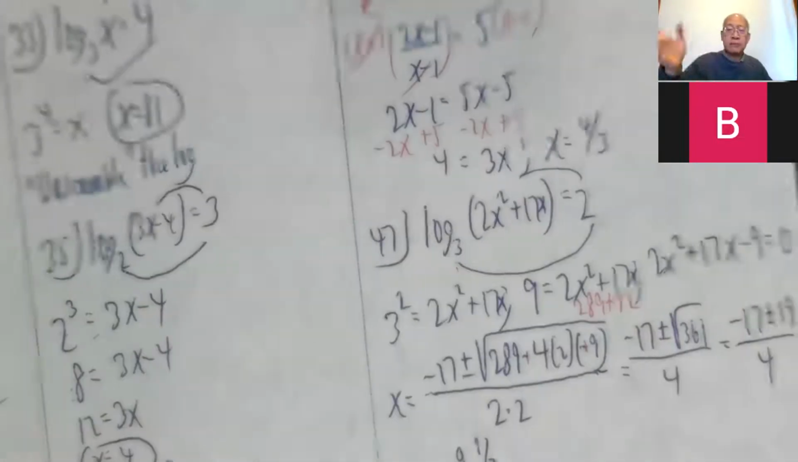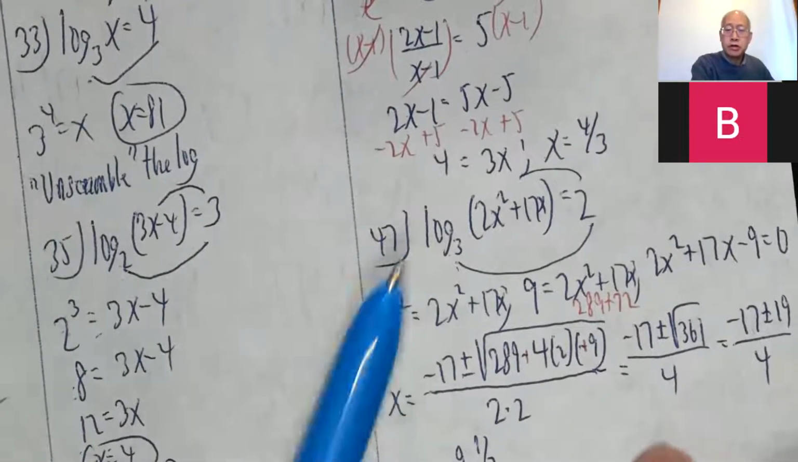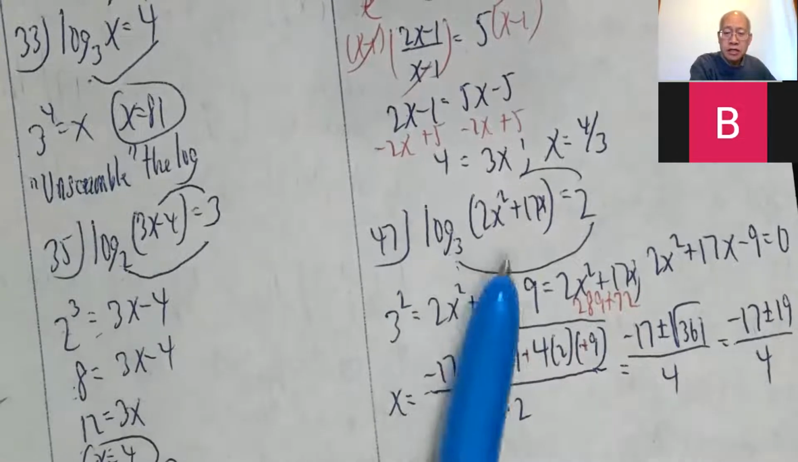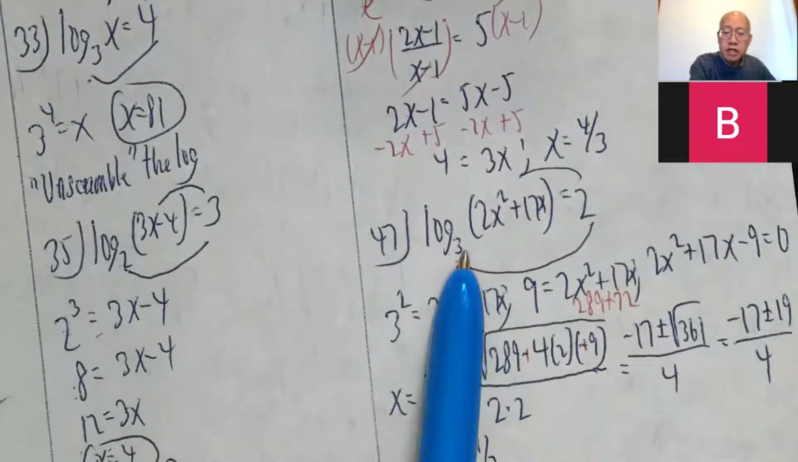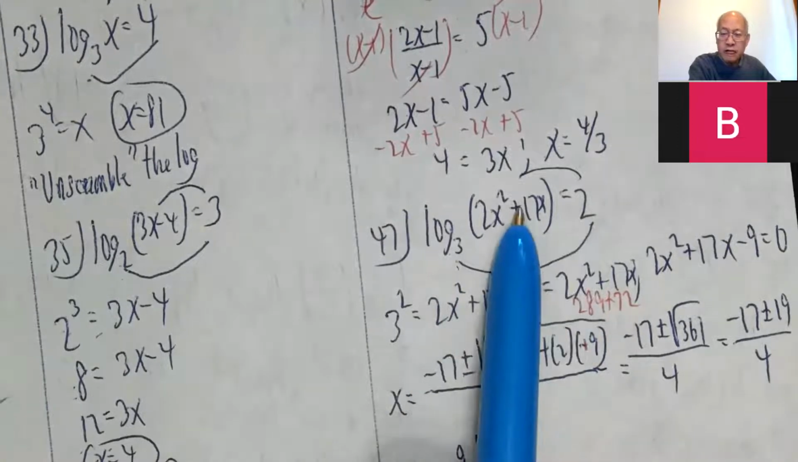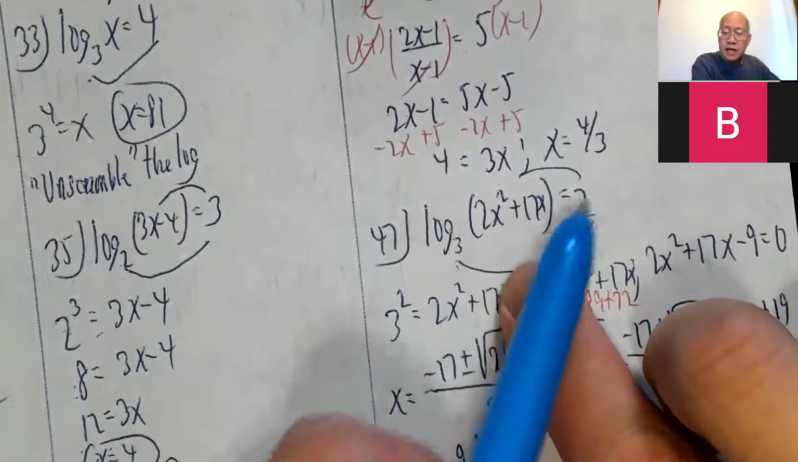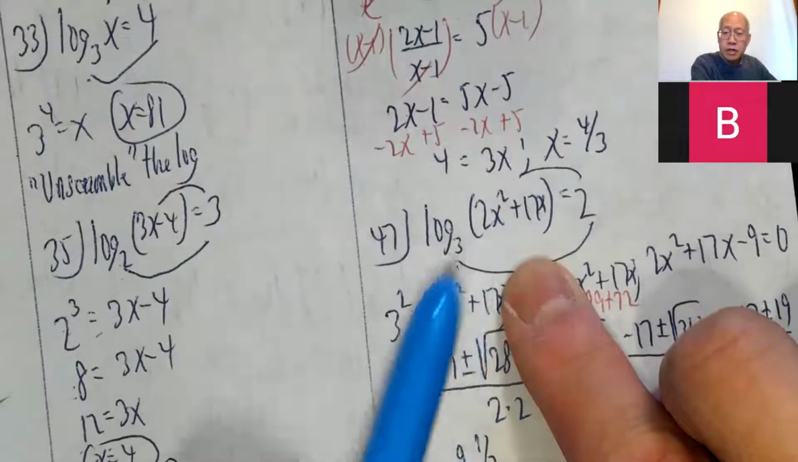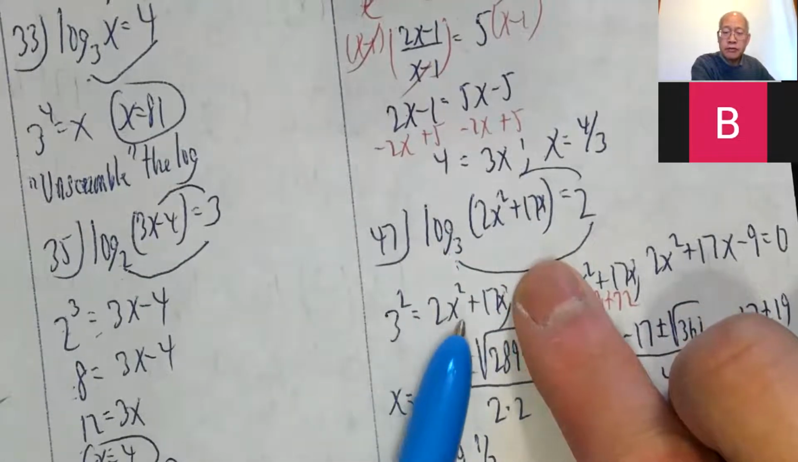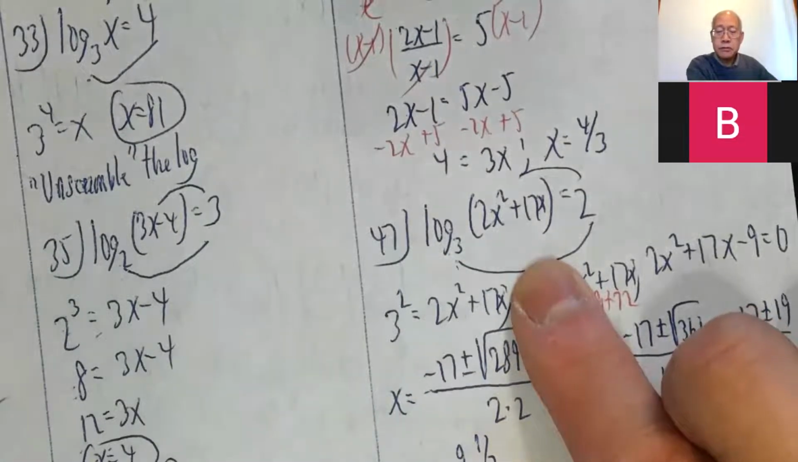So, oh, I see log. I'm scared of logs. I don't like logs, right? So get rid of the log. Start with the base. The base is 3. You go across the equal sign for the exponent, 3 squared, and you come back in for the result. So one more time, 3 to the second power equals the thing that's here, 2x squared plus 17x. Do the exact same thing in the quiz and you'll get it.